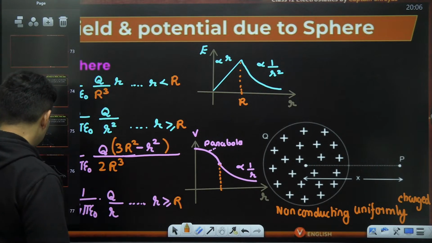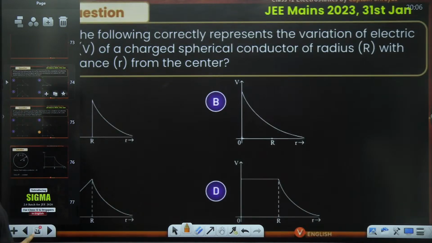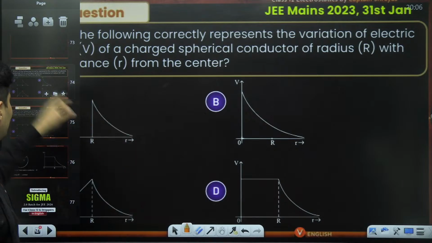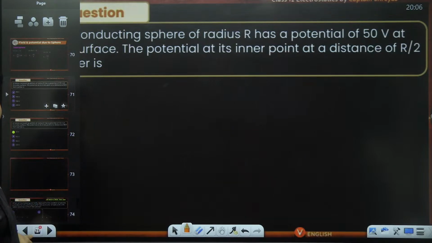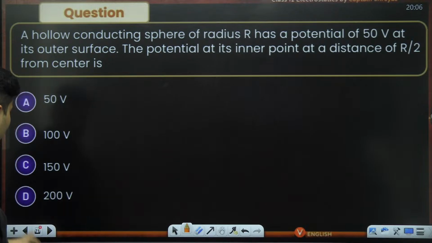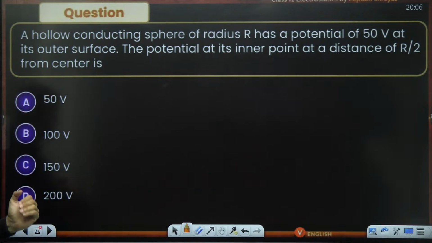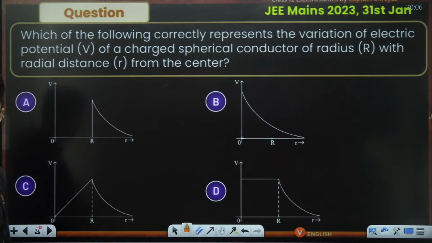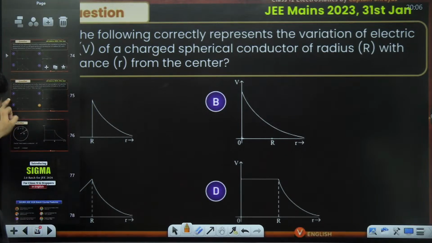Okay, so I've kept some homework questions for you. These questions were asked in the JEE exam. How is the graph going to look like? What's the potential inside a sphere? So you can just solve these questions as homework. I can just show you this one question as homework, and this particular question is also directly based on this. Okay, that's it for today.